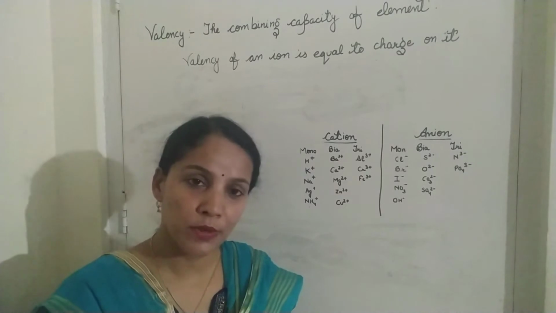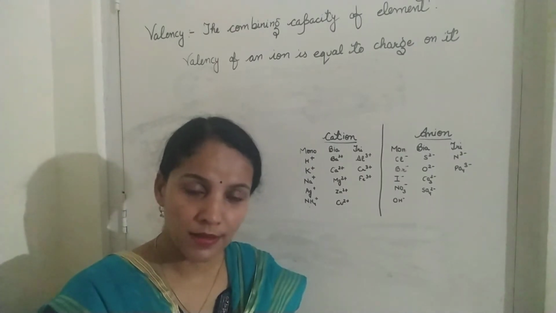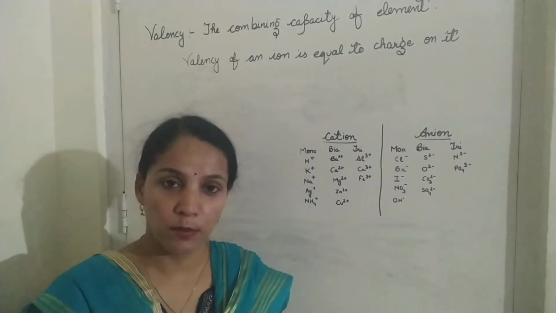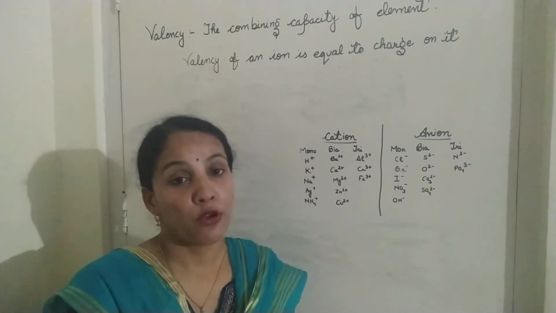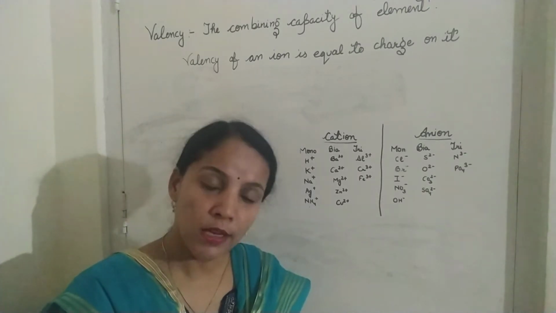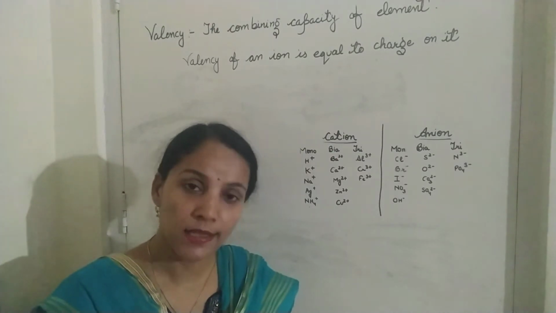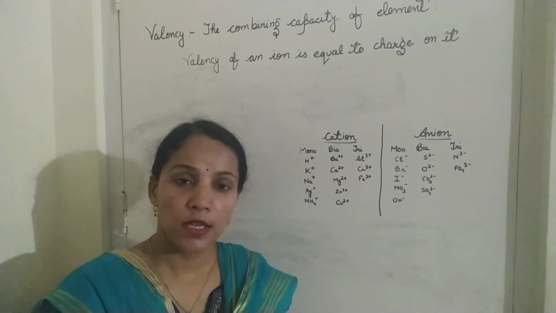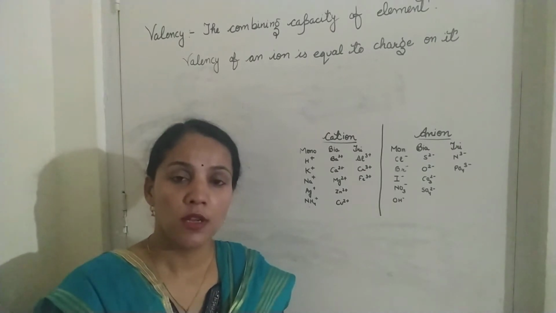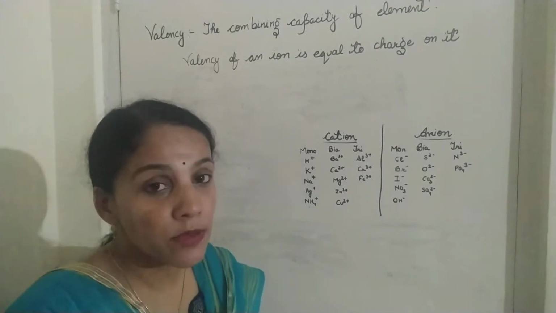Today I am going to teach you chapter number 3, Science, Atoms and Molecules. Our topic is chemical formulae. For understanding that, first of all you have to understand valency, which I explained in our previous lecture also. Just remind that valency is what?